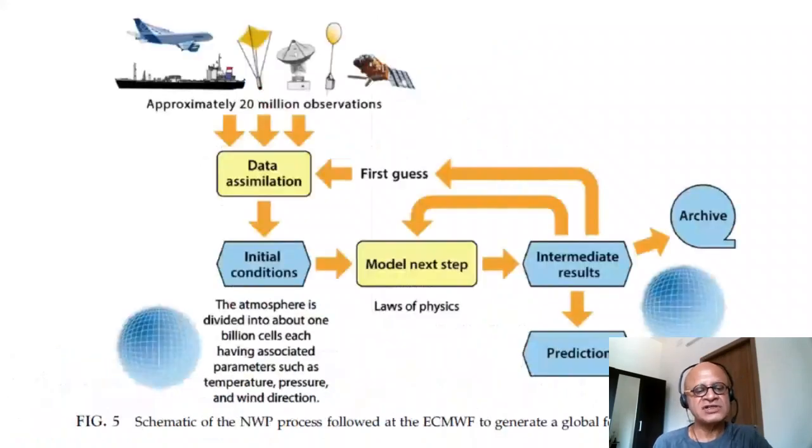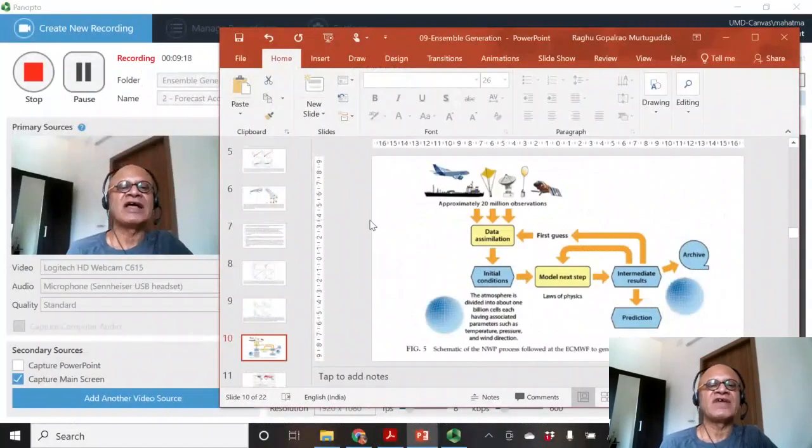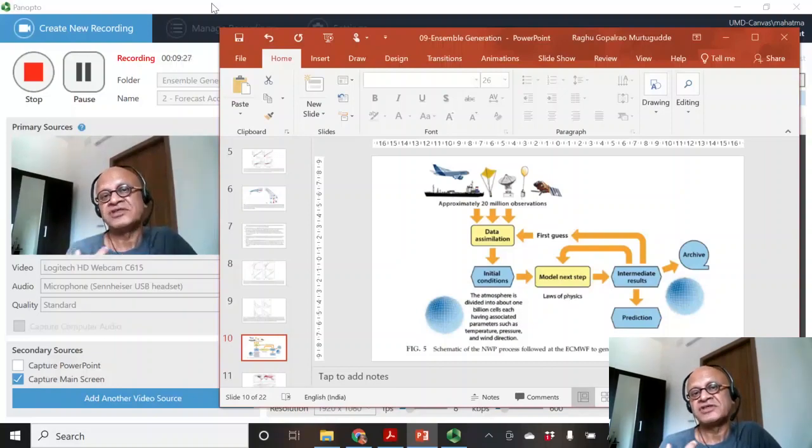So they have higher skill score, and they also have a higher value for users when you look at the cost and loss ratios. Okay, so that gives you a sense that we have all the reason to rely on ensemble forecasting and issue probabilistic information.